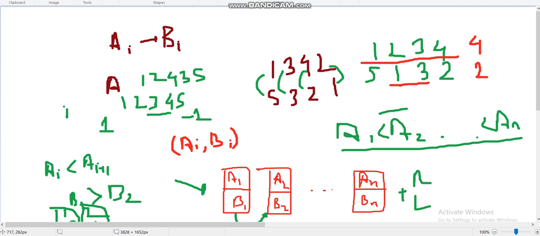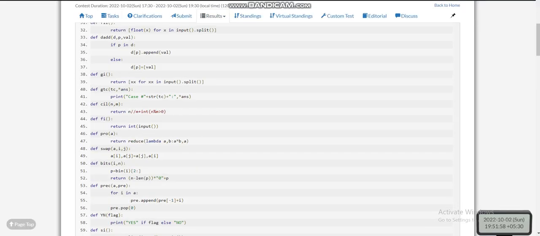So for sorting these values accordingly, you can just do this: first sort the values of A and store a mapping from AI to BI, and similarly change the values of B. This is the first approach. And for the second approach, you just store the vector of pairs AI comma BI and sort them accordingly. I have just followed the second approach. So let's jump into the code.